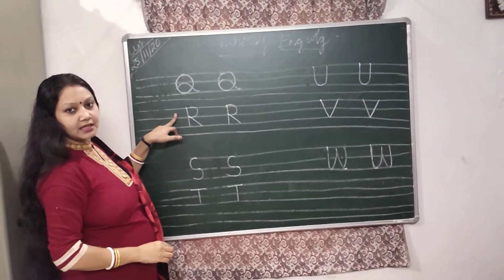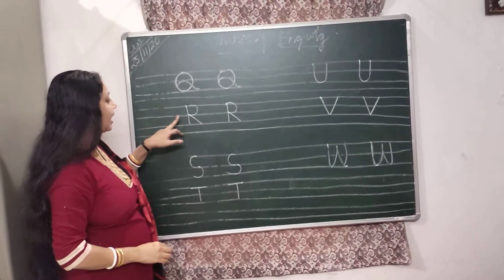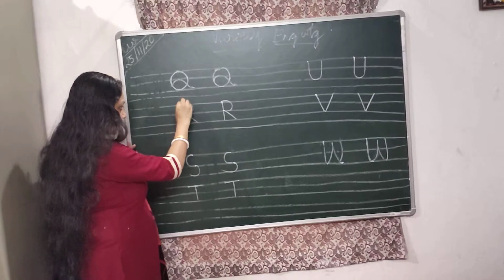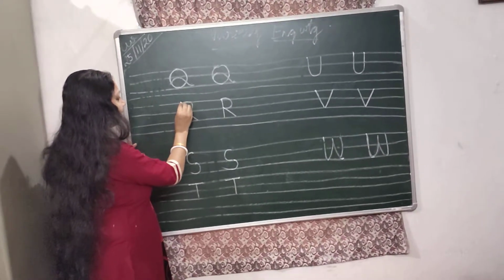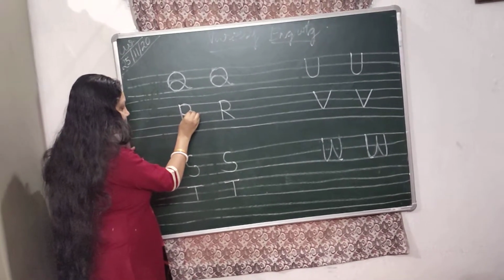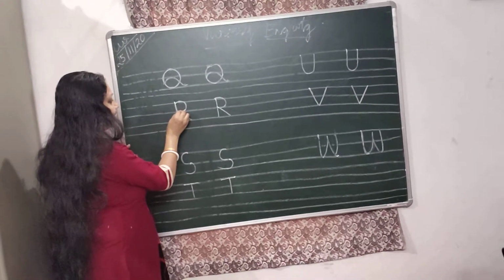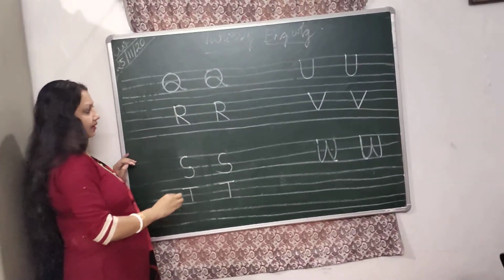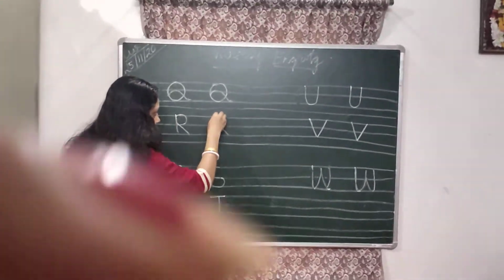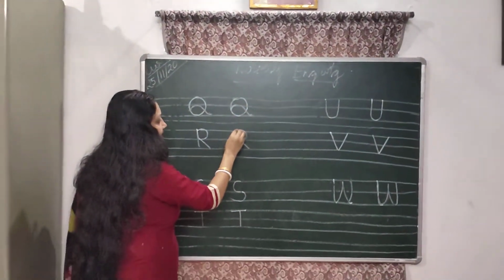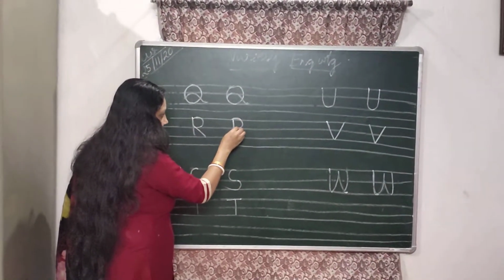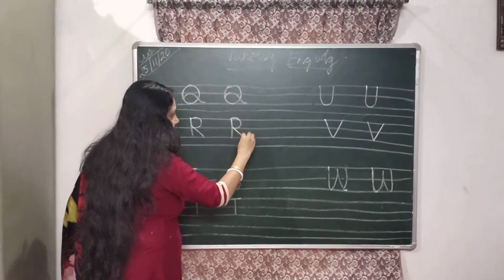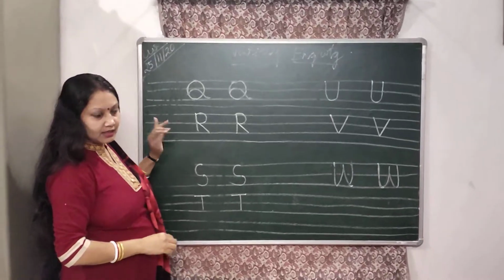Now children, capital letter R. So Q for quill, then R for rose. Start from the first line, give a straight line, then again come down to the second line, make a half circle and touch this line and draw one straight line. This is your capital letter R. So draw one straight line from the first line to the third line, then make a half circle, touch this line, then again come down, make a straight line and come down to the third line. This is your capital letter R.